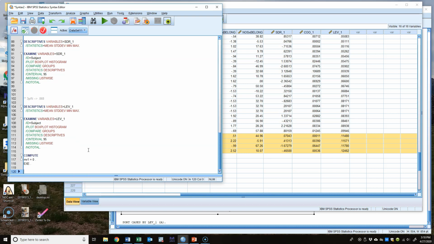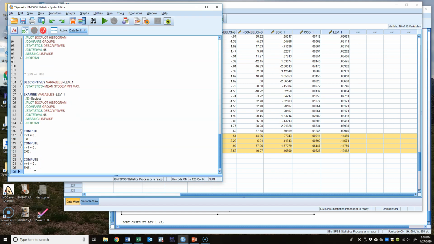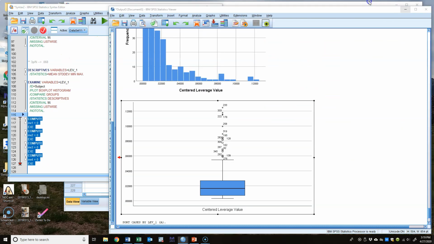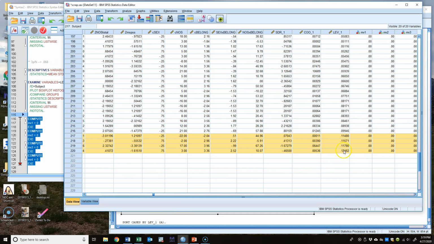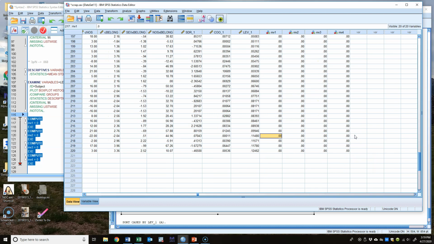EXE, okay. I'm going to create a set of 4 indicator variables for each of the 4 cases that I thought might be worth looking into. So I'm going to call those MV2, MV3, MV4. Okay, I'm going to run those. And what I've got now is a set of 4 variables that are just all 0.